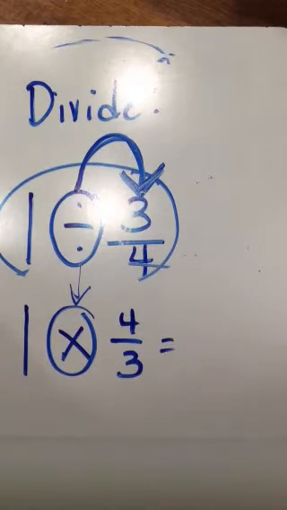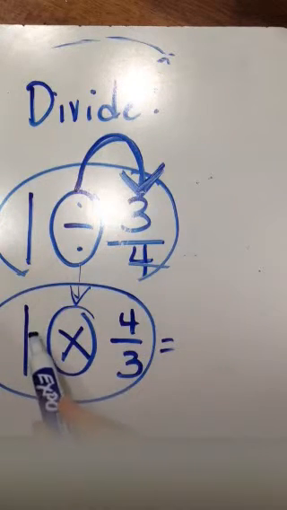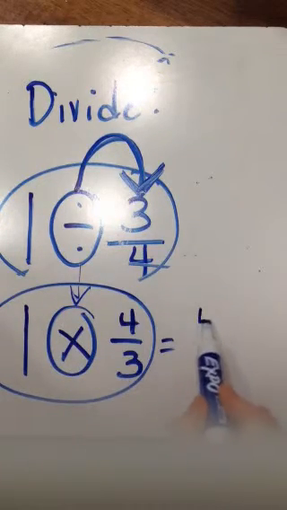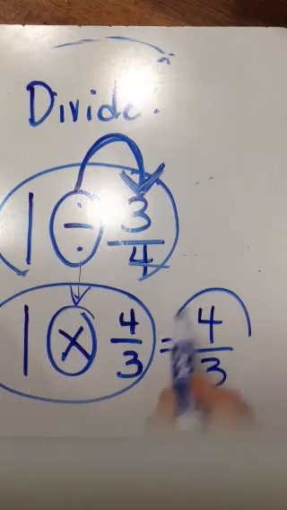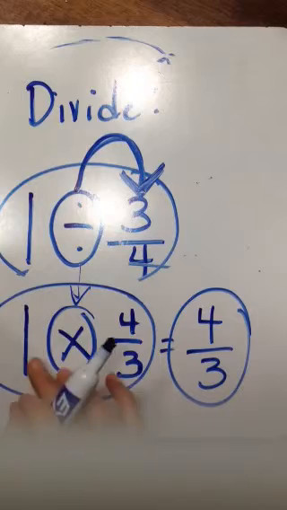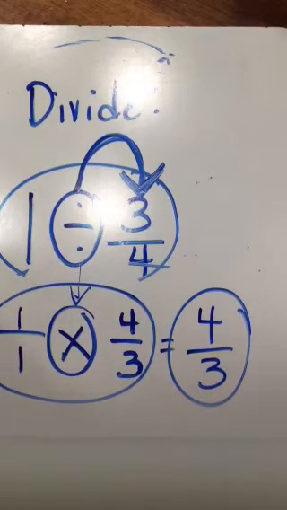So now if I were to answer this problem, this is how we're going to work it. This says 1 times 4 is 4, and 1 times 3 is 3. So the answer is 4/3. If it helps you to take this 1 and make it 1 over 1, it means the same thing. That's sometimes easier for people to see. So that is how we are going to do lesson 95.